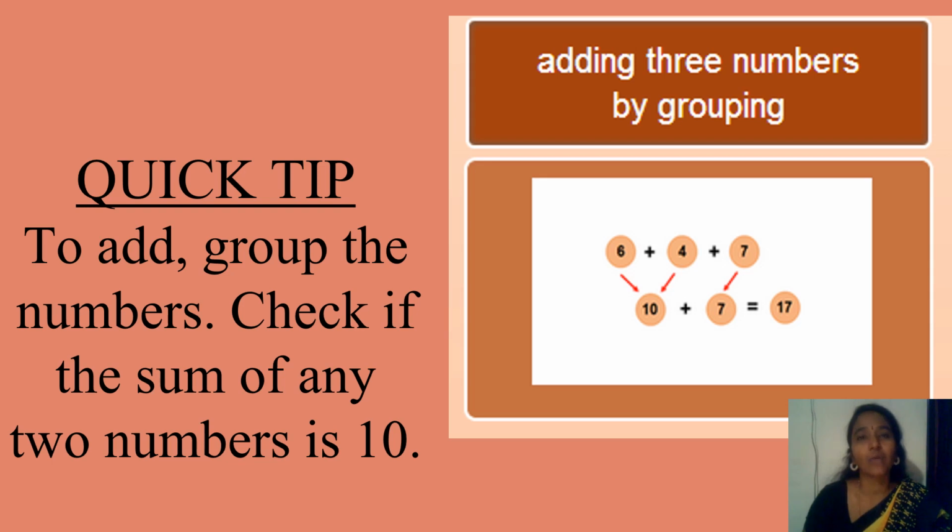Okay. Now, in the given question, what is the question? 6 plus 4 plus 7. What is 6 plus 4? See, 6 in your mind, take 4 fingers, 6 after 7, 8, 9, 10. So, 6 plus 4 is 10. 10 plus 7 is 17.